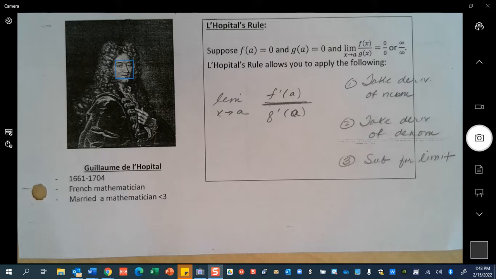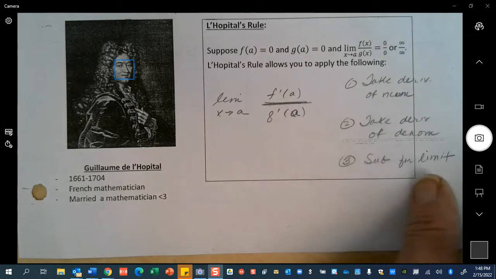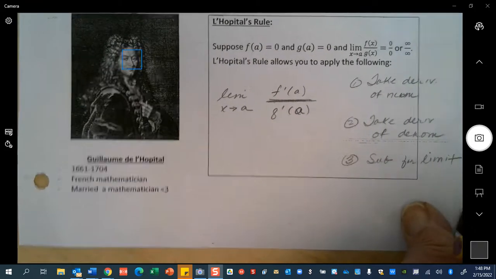L'Hopital. Sad story. He only lived for 43. Come on, friends. 43 years, right? He died at 43. That's 10 years younger than me. French mathematician, married a mathematician. Woke up every day, studied math. Lived a dream, and the perfect life.